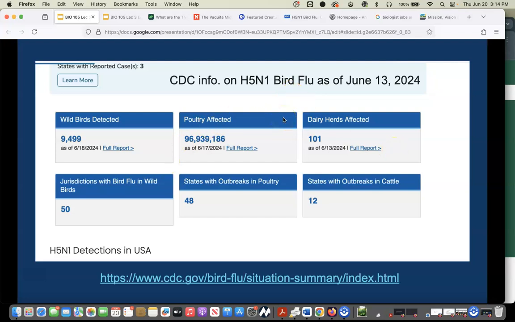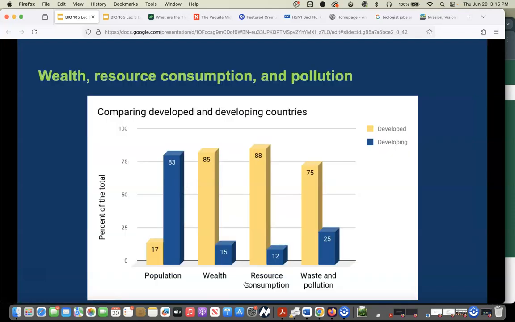And if there are enough of these poultry workers and dairy workers that are infected with the H5N1 bird flu, they can potentially spread it to family members who can potentially spread it to community members. And this is how things like epidemics and pandemics occur. So if you want more information, you can follow the CDC bird flu here at this link.